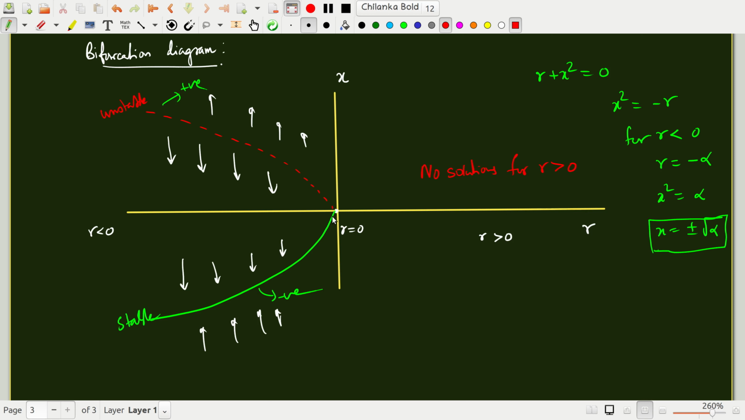Suddenly solutions appear. So r equal to 0 is a point of bifurcation. Because for this model equation that we wrote down, as you imagine varying r in the sense of decreasing it, suddenly at r equal to 0 a solution appears, and then there are two branches: an unstable branch and a stable branch.